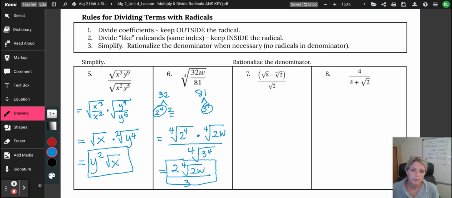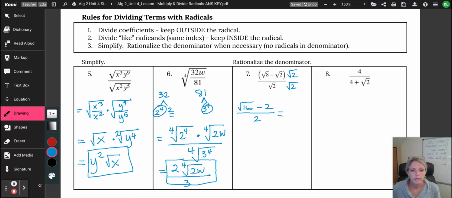Okay, for these problems, notice I have a radical in the denominator. And so I can't simplify up here because square root of 8 and square root of 2 are not like terms. So I'm going to rationalize the denominator to get rid of that square root of 2. So I'm going to distribute the square root of 2. So that gives me the square root of 16 minus 2, because remember root 2 times root 2 is just 2. And then on the bottom, we'll have 2 again.